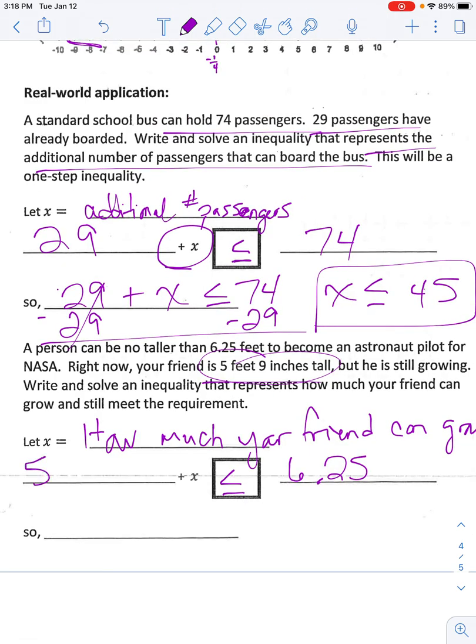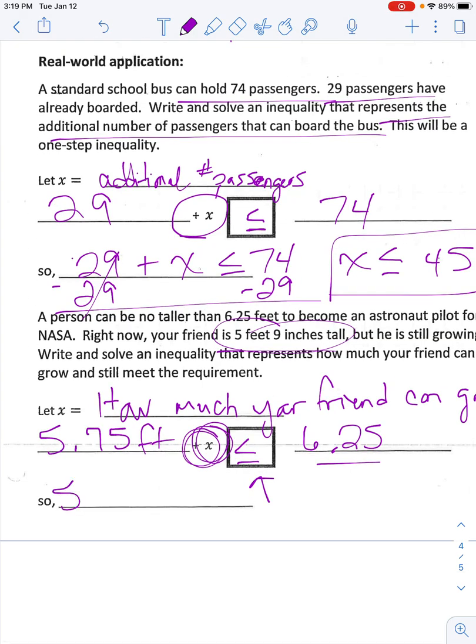Okay, 5 feet 9 inches, guys. 5 feet 9 inches out of 12 inches in a foot. 9/12 is 3/4 or 0.75. Agreed? So a little bit of conversions there. He's 5.75 feet right now. How much more can he grow? Has to be less than or equal to 6.25 feet, no more than that.